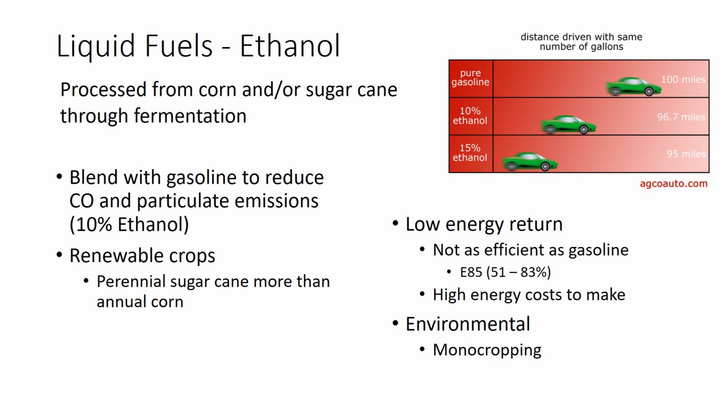Because we use crops to make ethanol. And while sugarcane is actually a perennial, which is better agriculturally, corn is an annual, and so a lot of ethanol is made from corn. And so not only are we using the land, we're using unsustainable agricultural practices such as monocropping, pesticides, all of that good stuff, or bad stuff, I should say. And so ethanol doesn't pollute as much, but it's also not really super good for the environment, but it's renewable.